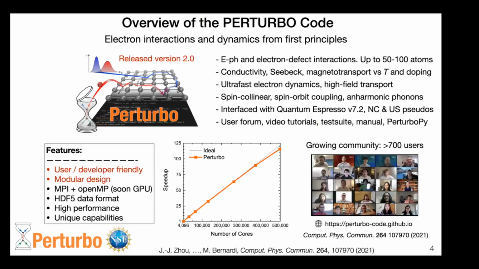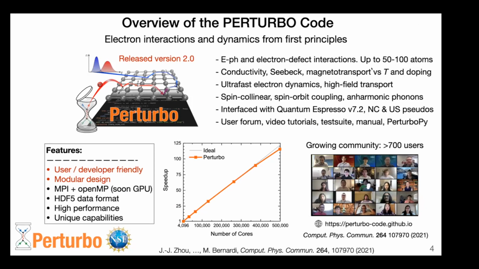Okay, so broadly speaking, Perturbo provides a wide range of tools to study electron interactions and dynamics from first principles. The current version, which is version 2, can compute the interactions between electrons and phonons and electron and defects in materials, I want to say with up to about 50 to 100 atoms in the unit cell, although that limit is not really set by the code, but it's mostly set by the DFT calculations that we use as input.